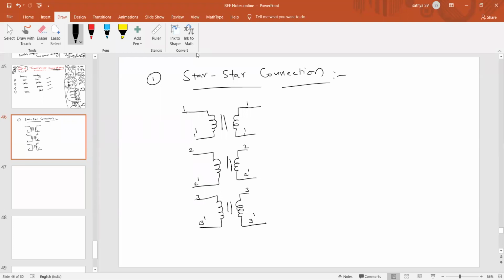Now tell me, in star connection, this is your primary side and this is your secondary side. On the primary side, which points do I need to connect in order to form the star connection? 1, 2, 3 or 1 dash, 2 dash, 3 dash. Good. By default, we should go for 1, 2, 3, the first terminals. Shall we go with that? No.